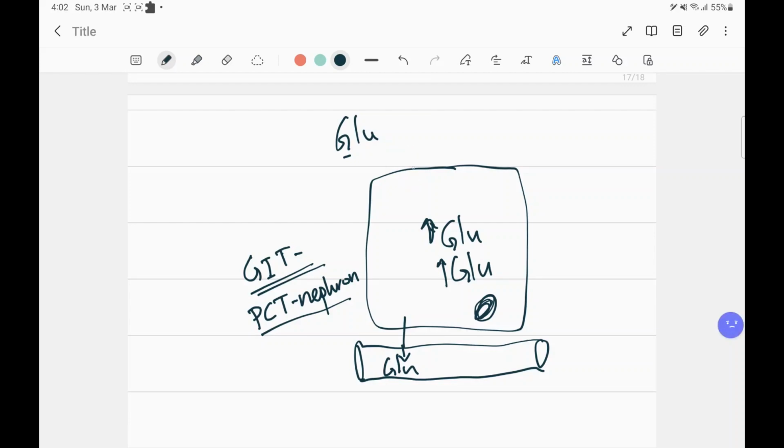Well, there is a transporter for this, and it is called the sodium glucose link transporter, SGLT. There's SGLT1 and SGLT2. We'll just call it SGLT for now, okay? Sodium glucose link transporter. So how does this work? I'll give you an example.